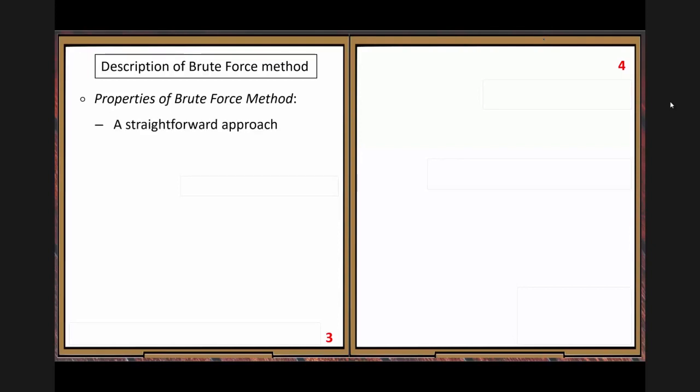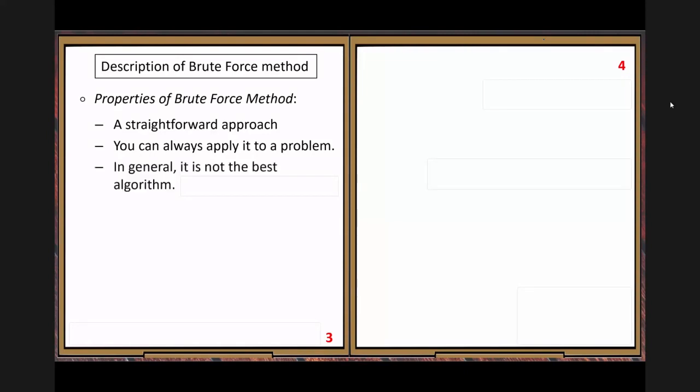Some simple properties. It's a straightforward approach. Probably you can say simplest method when we solve any computing problem. We treat brute force the simplest. And you can always apply it to a problem. When people do not have any idea to solve one particular problem, one thing they can do is the brute force method. At least you can start doing something to get some experience.